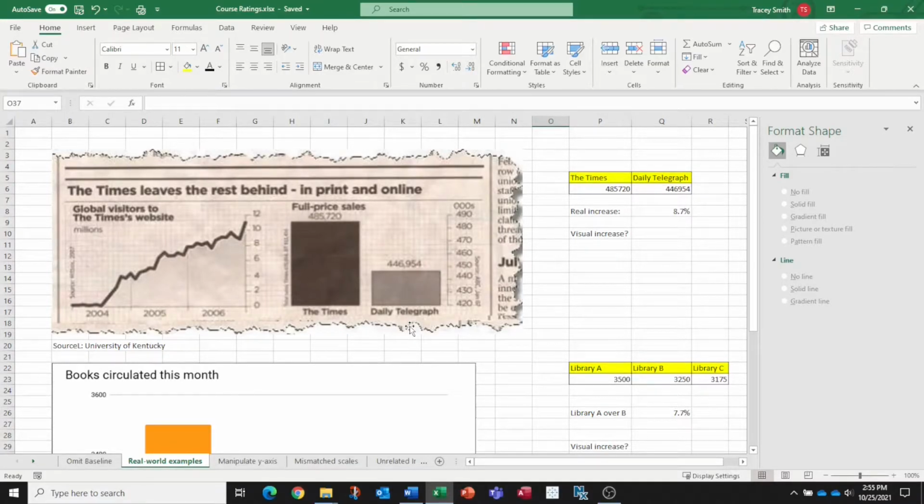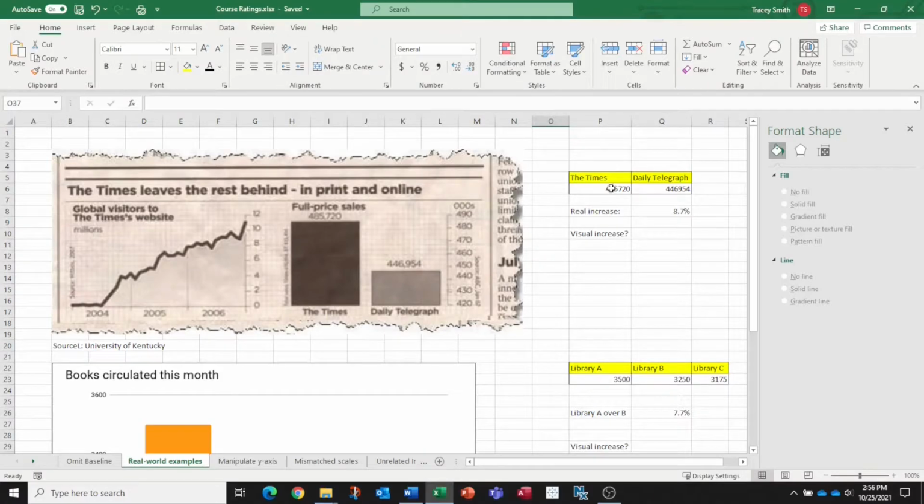An audience is going to come along and they're actually going to say, oh my goodness, the Times has twice as many full price sales as the Daily Telegraph. Because we instantly look at that and we judge the height. The one on the left looks like it's at least twice as tall as the one on the right. But let's take a look at how they've done their scale. See how it starts at 420. It does not start at 0.